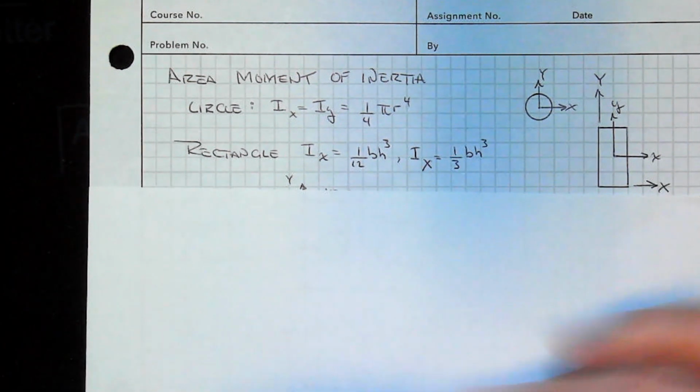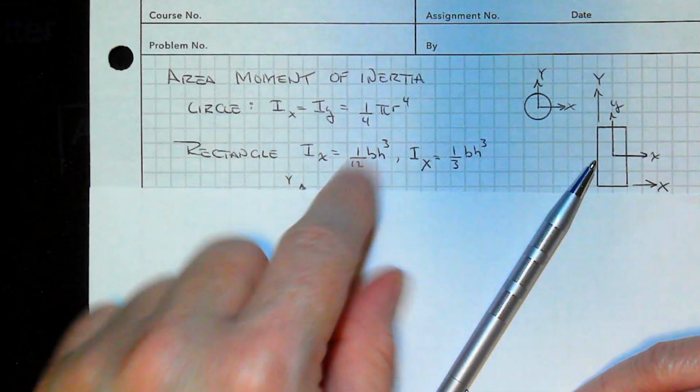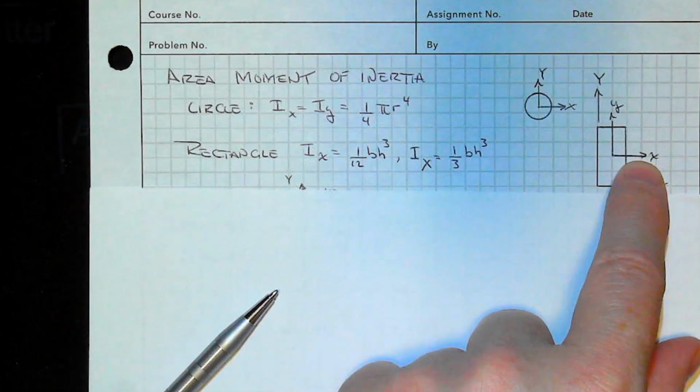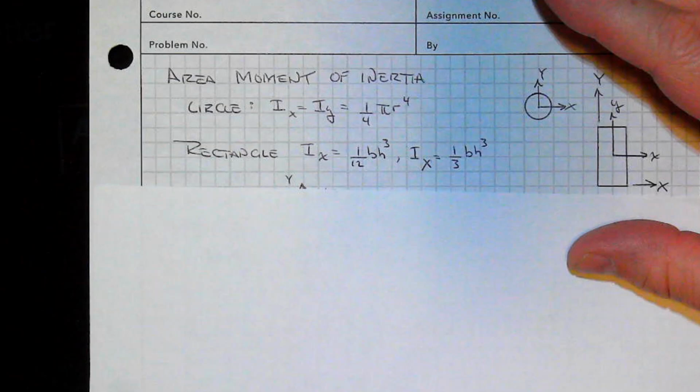Time to start doing some problems here for area moment of inertia. And if you were to look in your book or in various handbooks, you will find tables for certain specific shapes, given axes, where they will tell you the area moment of inertia for those shapes. So let's put that to use.